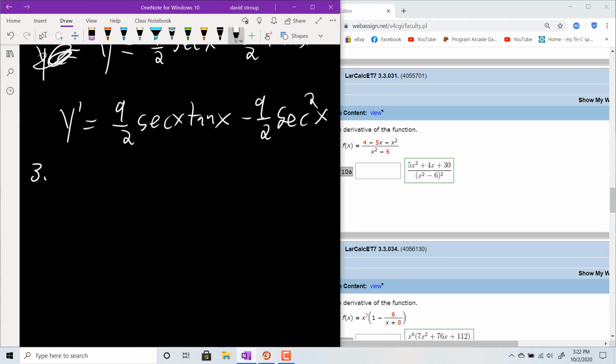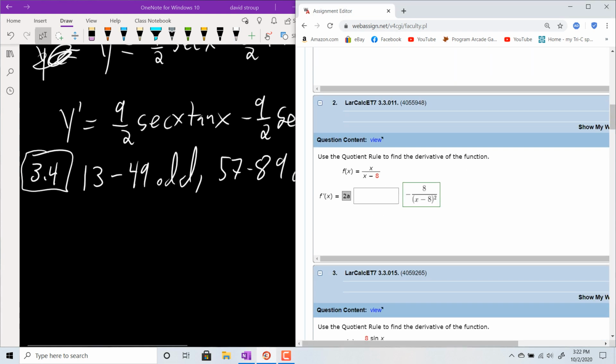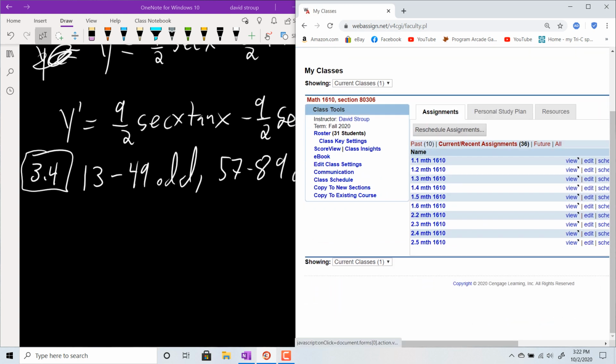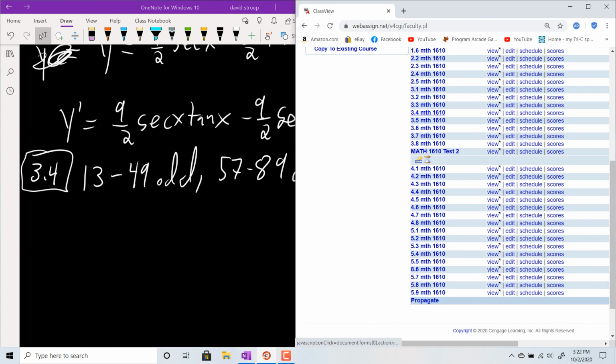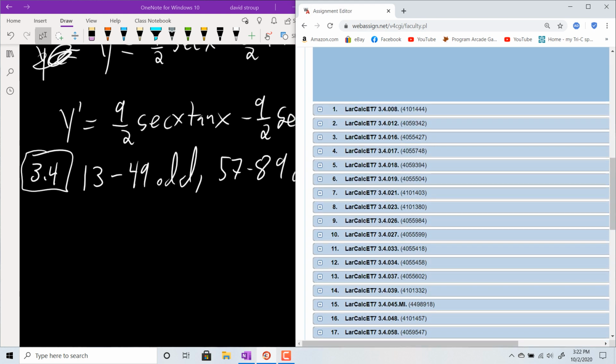3.4, which is basically all the same stuff, but now they're going to include the chain rule. So 3.4, I'm looking at problems like 13 to 49 odd, and then 57 to 89 odd. So let's cruise on up. Let's see what we got. 3.4. Okay, so 13 to 49. Let's just pick one. Pick number 18, I guess.